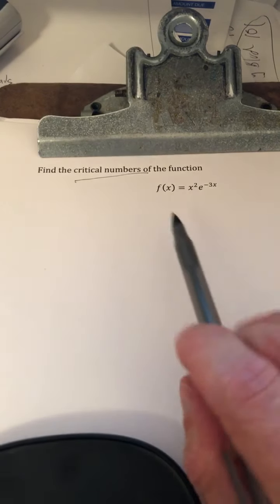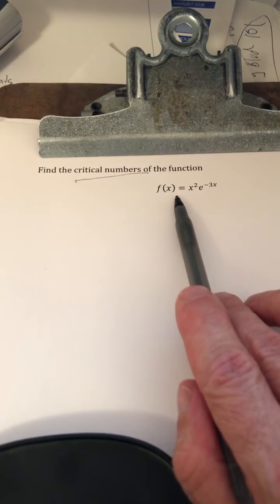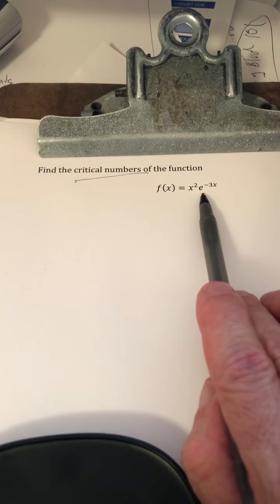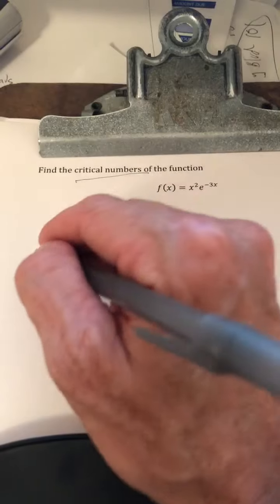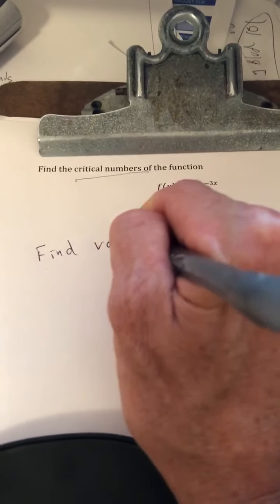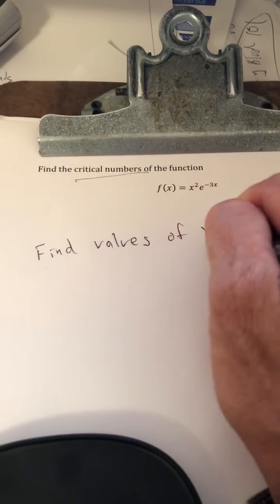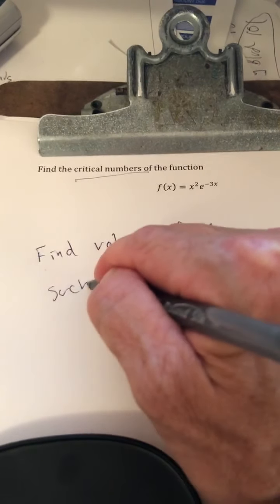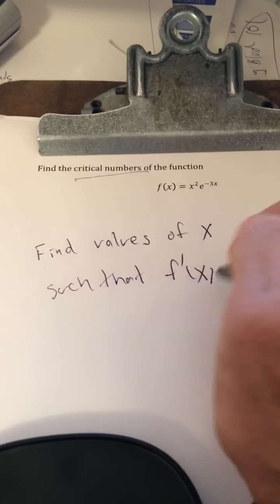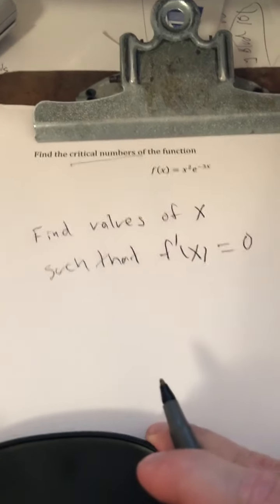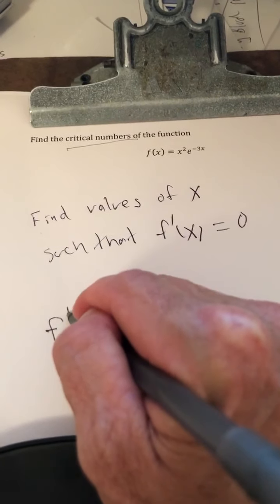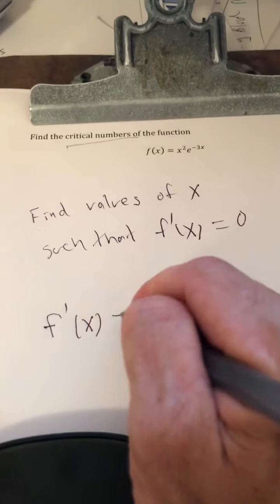Now in this case, the derivative is always going to exist because we're dealing with a product of a polynomial and an exponential function. So what we're going to do is find values of x such that f prime of x is equal to 0. So we need to find the derivative. We're going to use the product rule.